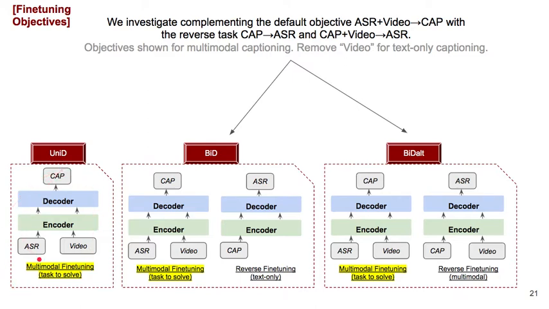We also investigate complementing this forward objective with a reverse fine-tuning. So we'll be feeding the expected output, the captions, as input, and trying to make the model hallucinate the expected input. And we'll see that in some cases it can help. We also have variants where we feed the video here.